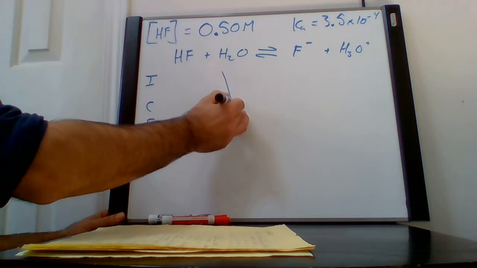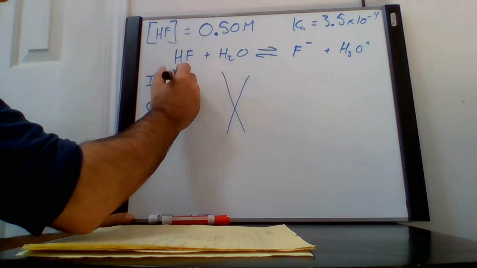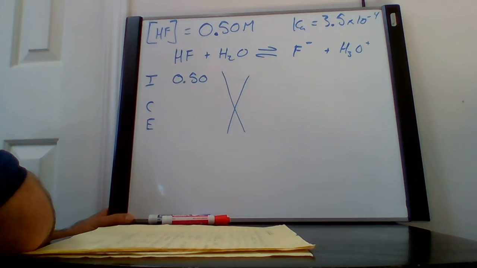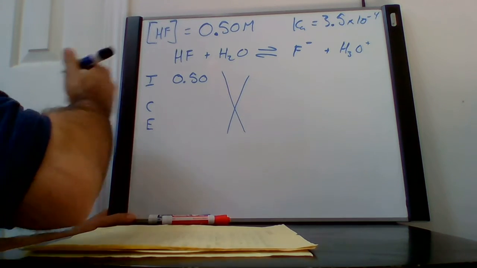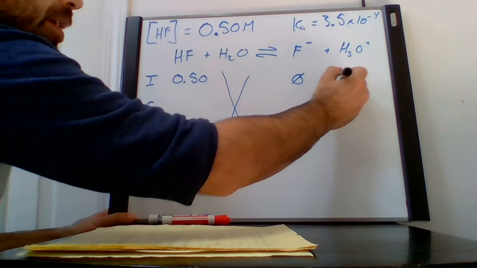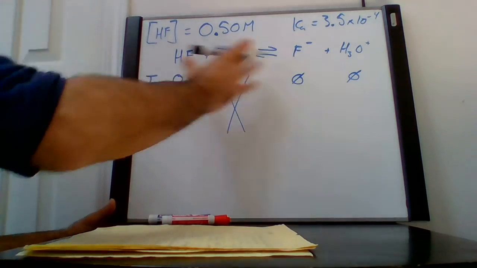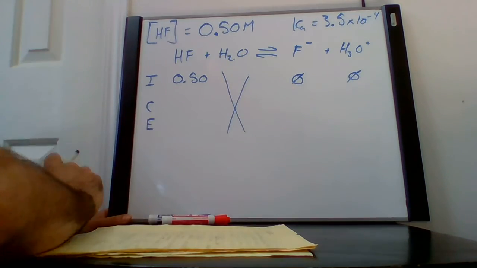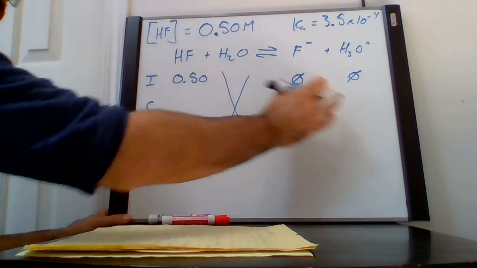So what are we starting with? Well, remember, we ignore water because it is a pure liquid. So we're going to have 0.50 for our HF. And since we're starting with that, that means that we have no information about the H3O plus or the F minus, so we're going to leave those there. Now we've got a lovely 1-to-1 ratio, so the change we see here is going to be the same as the change here.